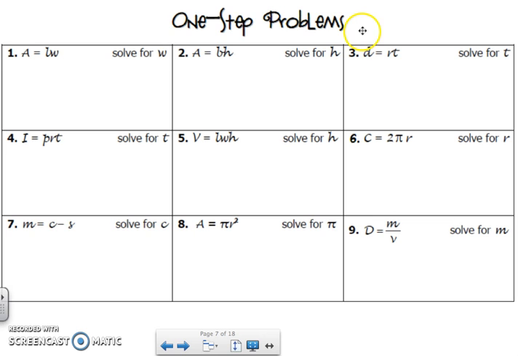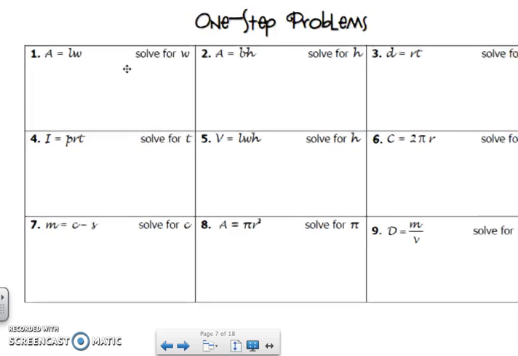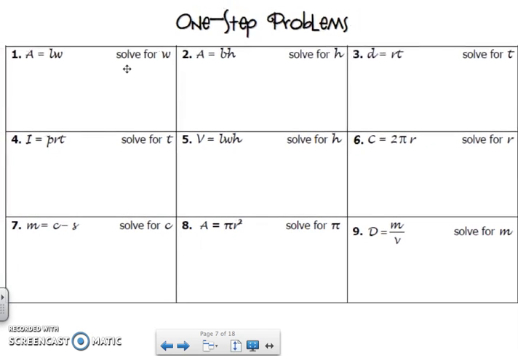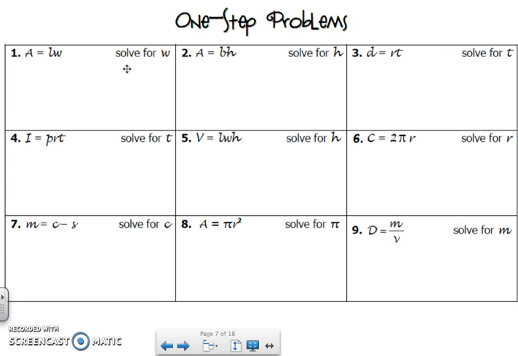So these are all one-step problems, which means we're going to be adding, subtracting, multiplying, or dividing. So it's going to say solve for W. So I know I'm solving for W. Okay, solve for W. So here is my W. I'll kind of circle it. So the reason W is not by itself is because there is that L next to it.